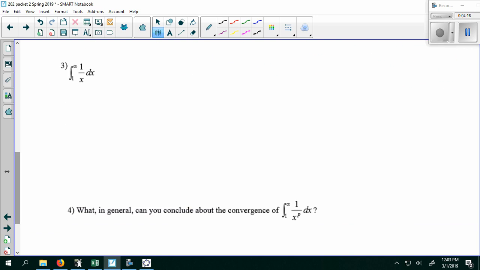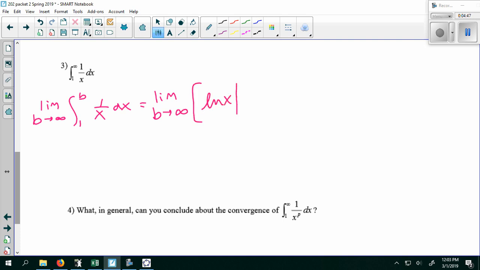The integral from 1 to infinity of 1 over x dx. So I'm going to integrate from 1 to b and take the limit as b approaches infinity of 1 over x dx. This one is a little bit different because the antiderivative of 1 over x is ln x. You don't use the power rule on this one. So I'm just carrying along this limit. When I take the antiderivative of 1 over x, I get ln x, and I evaluate that from 1 to b. So this is the limit as b goes to infinity.